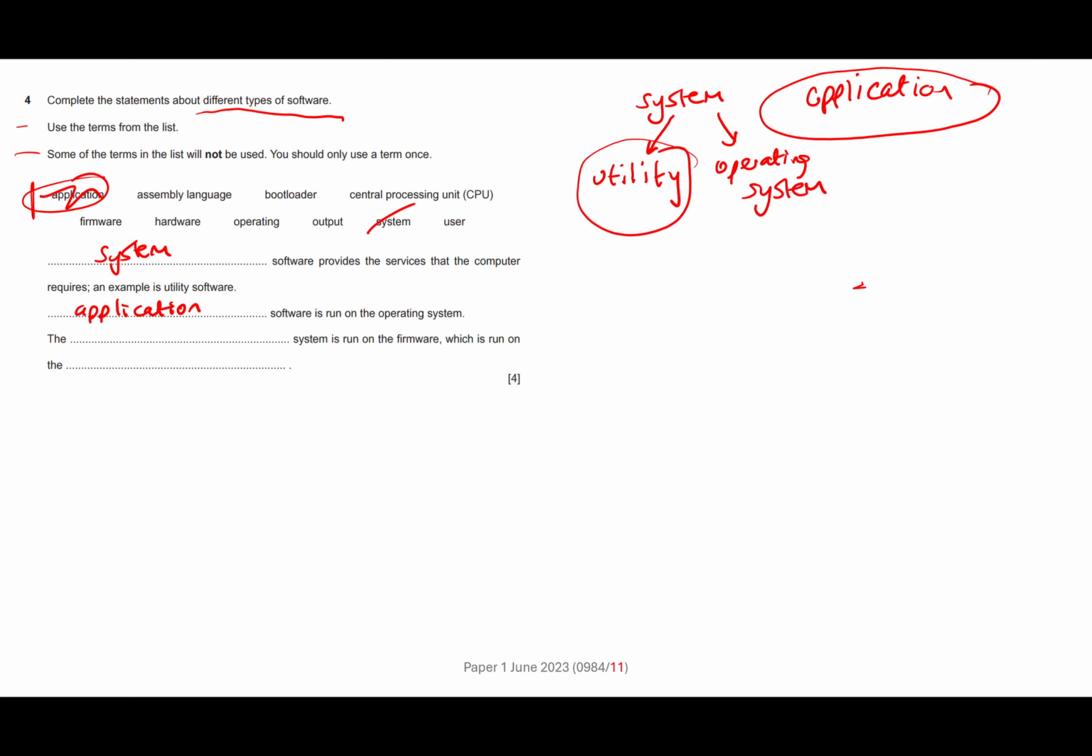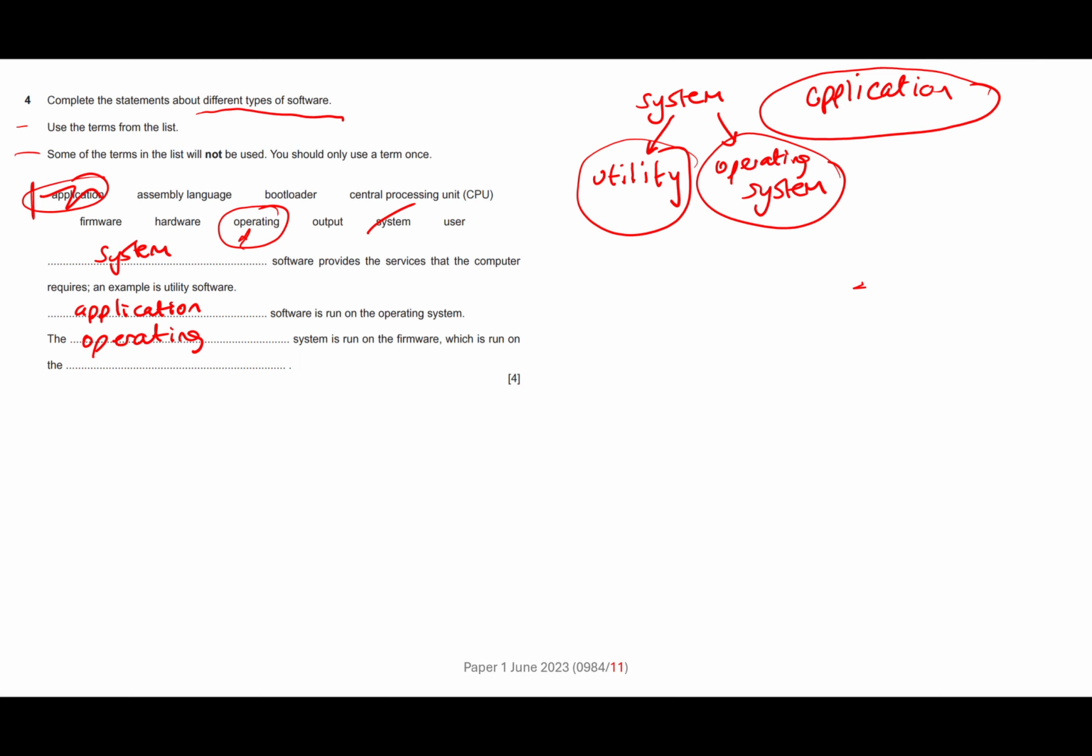Okay, so the something system is run on the firmware. Even if we didn't know that, we have operating system here, so that's quite a big clue for us because we've done our revision. We just know these are the different types of software. But even if we didn't know that, most of these other words won't fit anyway, so you'd get to the right answer just by a process of ruling out the others.